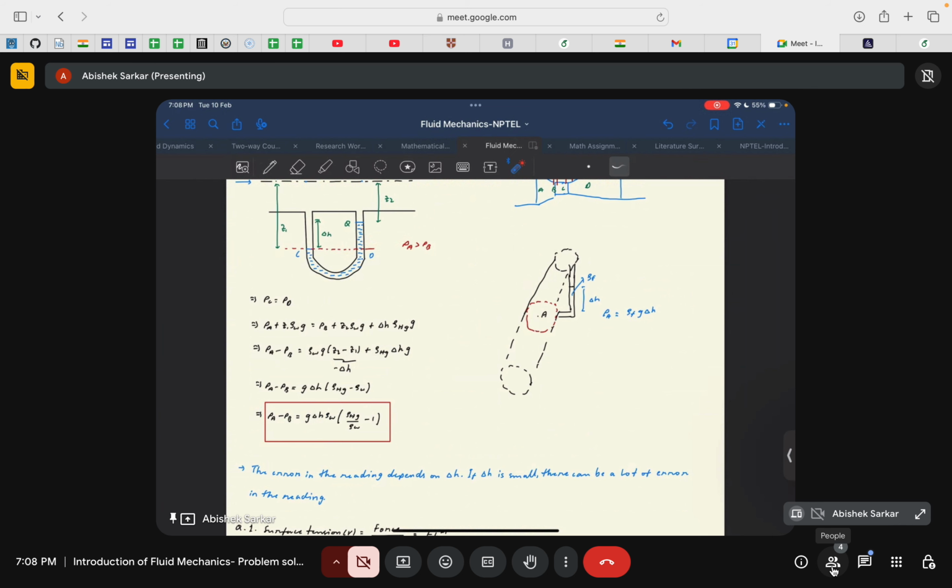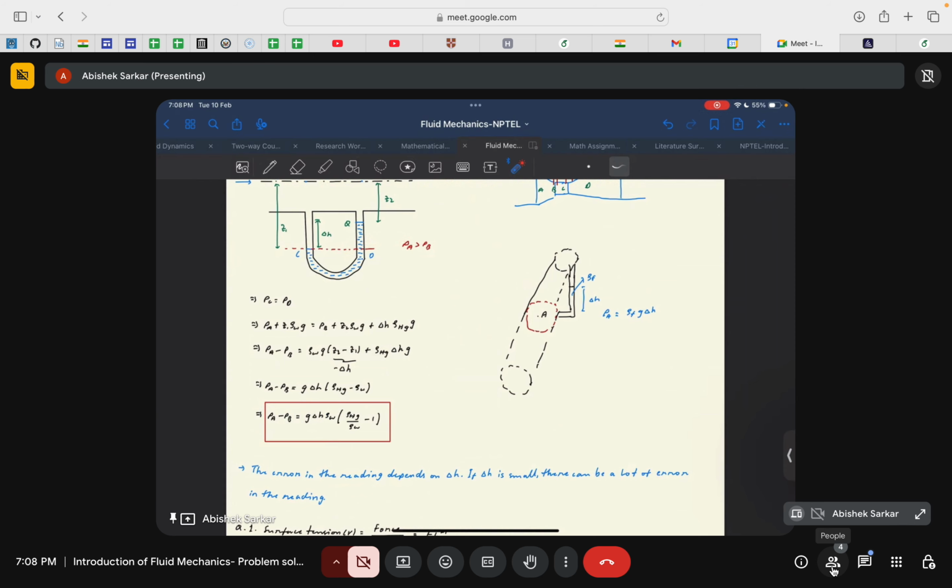So to avoid that, what we do is we use the inclined tube manometer, where the manometers have an inclined shape. So basically, instead of having a vertical deflection of delta H, we take an inclined deflection of, say, L and then carry on our measurements. So that's the very purpose of designing these inclined tube manometers.